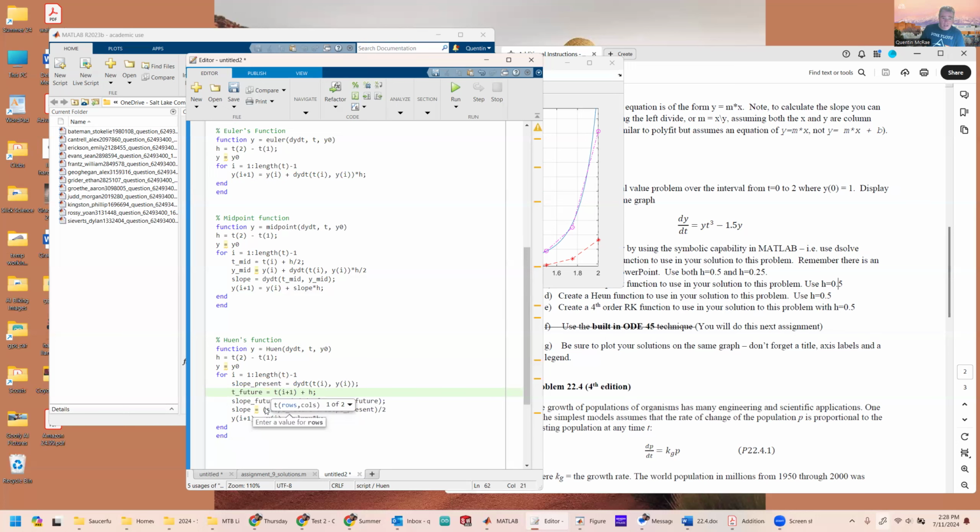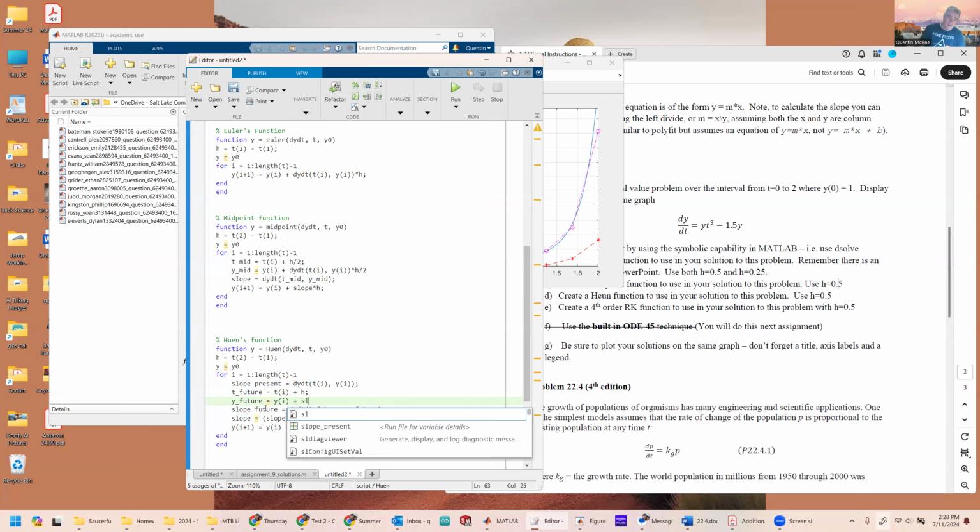Because when t is a vector, it's the next element of the vector. I'm going to go with that because it seems reasonable. And so what is my y in the future? Well, this is where we have to guess. Again, we're predicting it, and we're going to come back and correct it. The guessed point in the future is just, again, Euler's method. So it's my current y plus my slope present times step size.